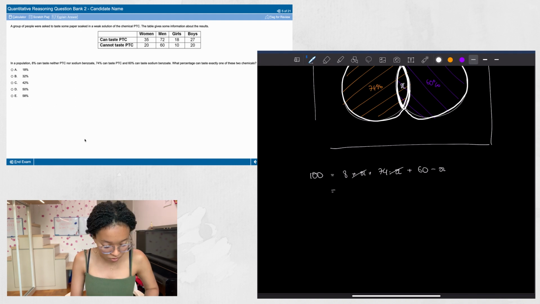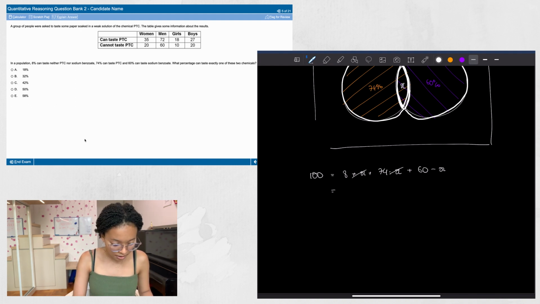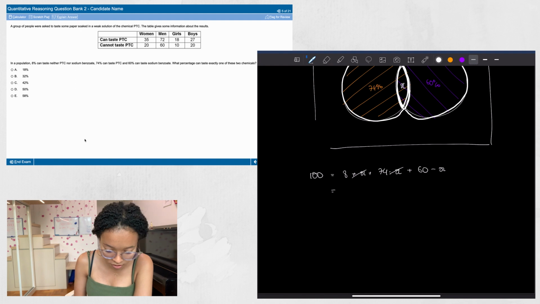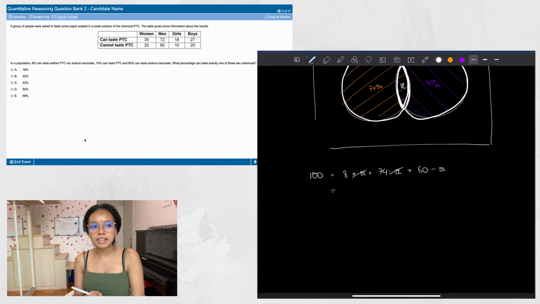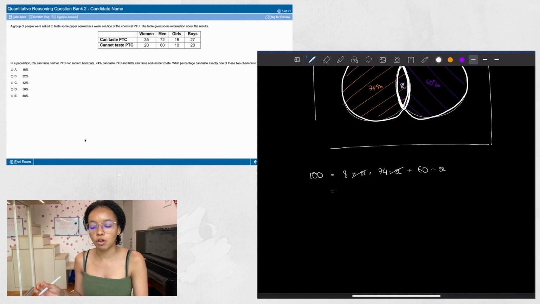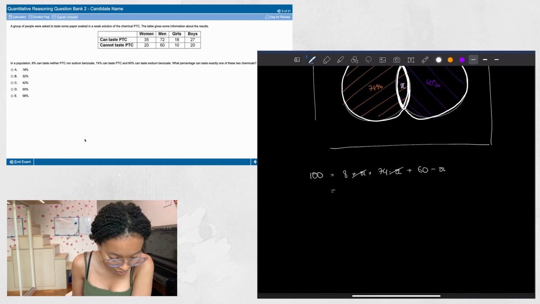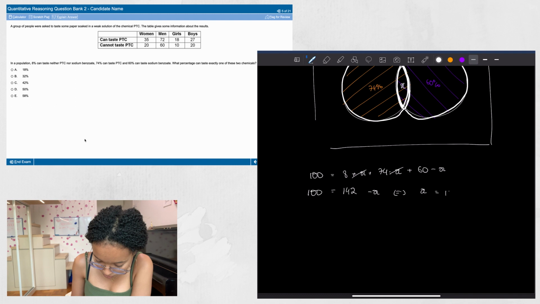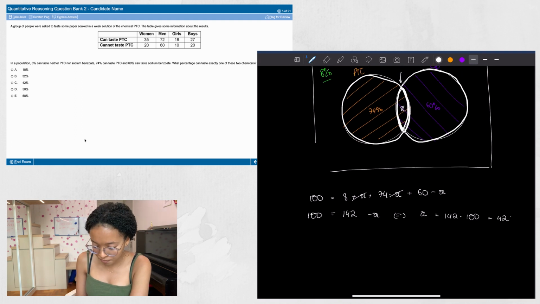So these two X's cancel out, then we have 8 plus 74 plus 60. I know that I could possibly do this in my head, but in the UCAT I was so scared to make mistakes that even when it was a really easy calculation that took maybe 2 seconds to type on the screen, I would definitely do that because I didn't want to make a silly mistake. So 142 minus X equals 100. This means that X is equal to 142 minus 100, which is equal to 42. So 42%.